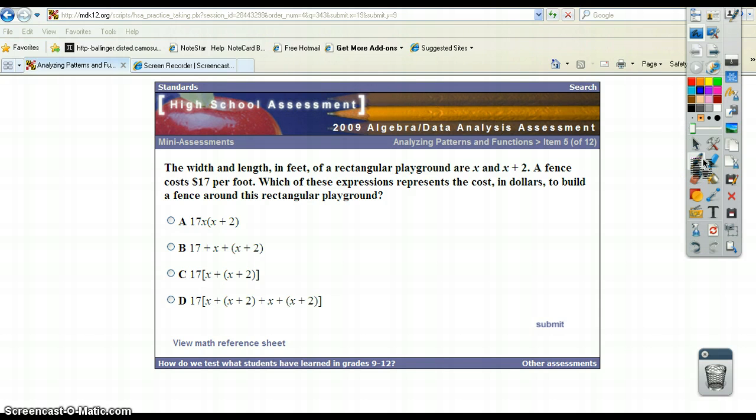So here's an expression question. The width and length in feet of a rectangular playground are x and x plus 2. A fence costs $17 per foot. So which of these expressions represents the cost in dollars to build a fence around? Alright, so a fence around. That's key, because that is the definition of perimeter.